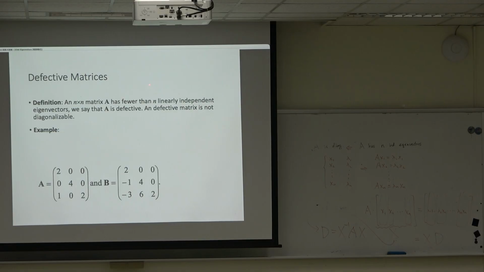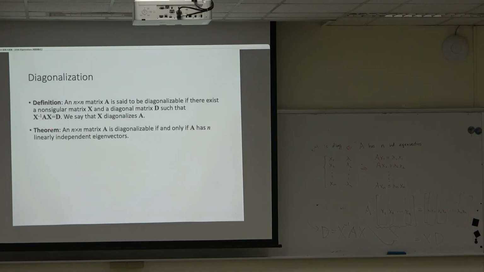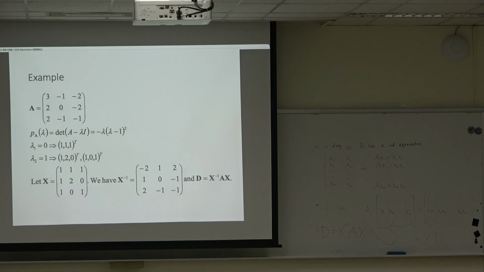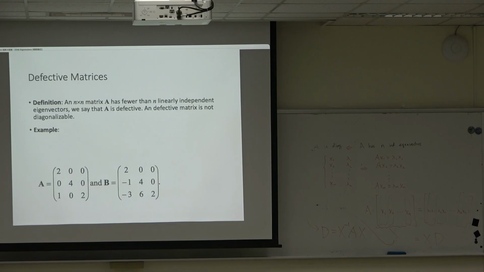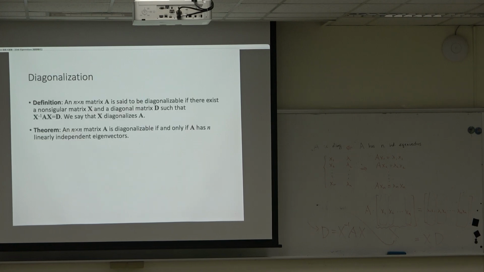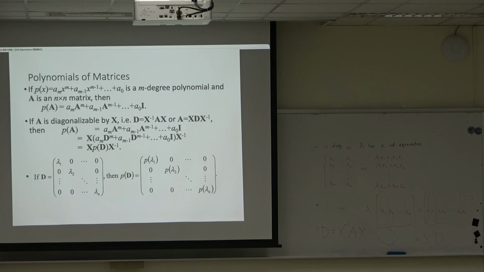Some people ask me, why is a defective matrix not diagonalizable? Remember, this theorem is if and only if. If you have n linearly independent eigenvectors, I already showed you how we can construct the diagonalization. So if it does not have linearly independent eigenvectors, it's not diagonalizable. Otherwise, we have some issue, because this is the only way.